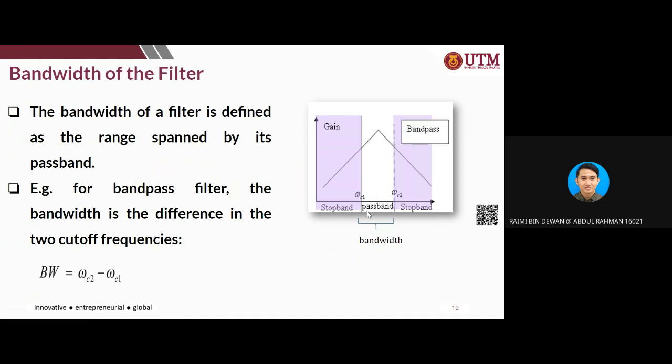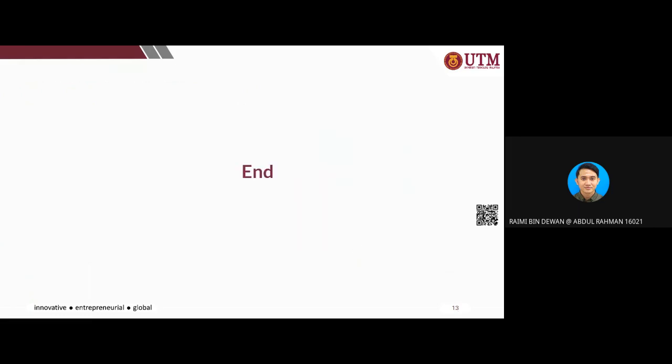If you consider this graph, we have two stop bands, one at the left and one at the right, and we have this passband. The bandwidth at which the filter is working, covered by the passband, is omega c2 minus omega c1. The higher frequency cutoff minus the lower frequency cutoff. The difference is the bandwidth.